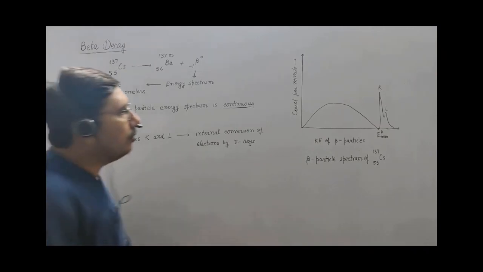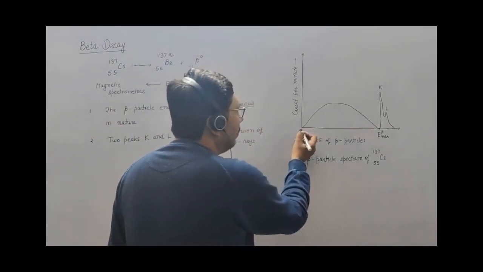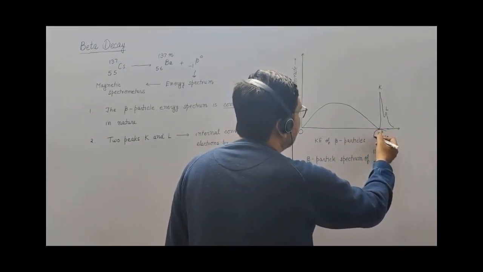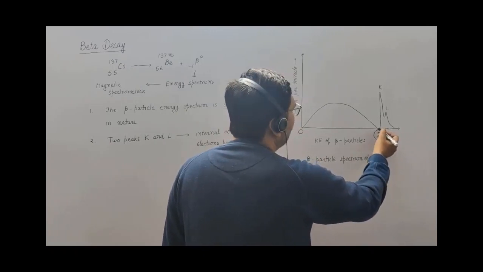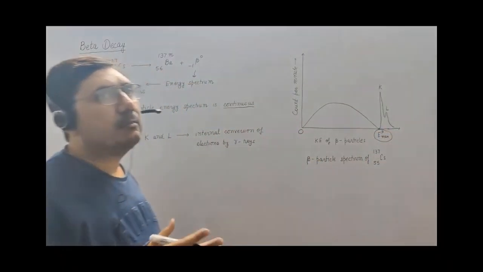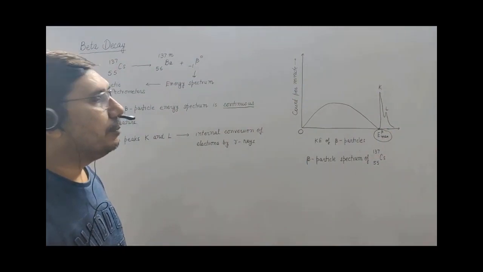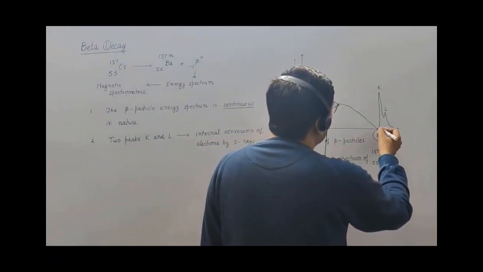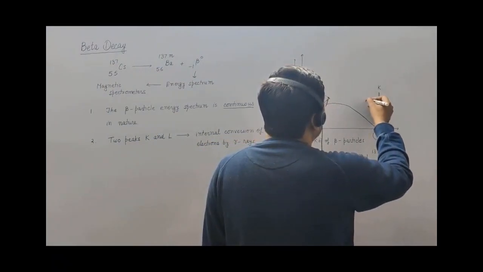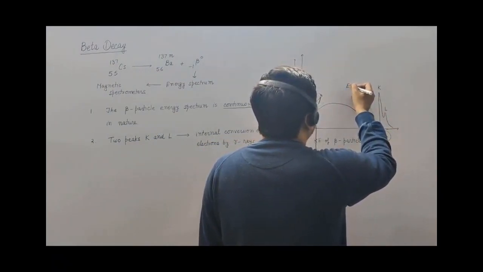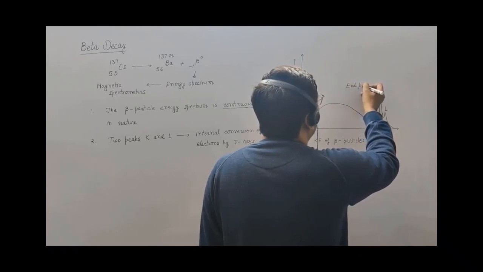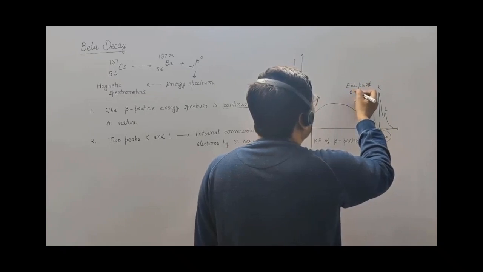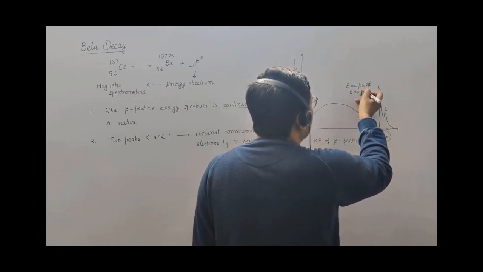Here you can also observe that on the high energy side there is a maximum. This point represents the maximum energy carried by the beta particle. This energy is known as the endpoint energy. So the endpoint energy is the maximum energy carried by the beta particle.